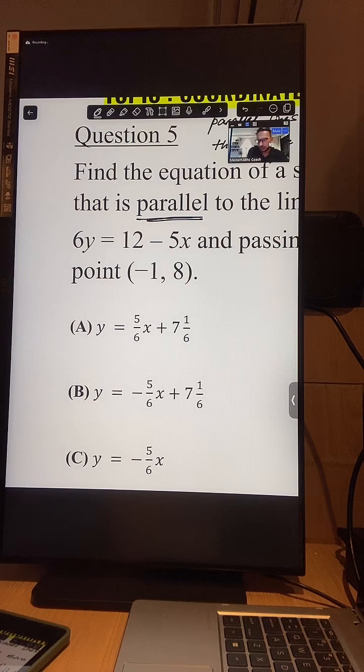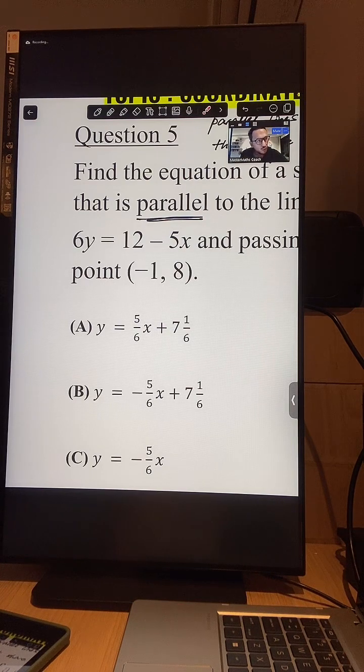look at this equation over here. This equation is 6y equals to 12 minus 5x. Again, there is something we need to do, right? What do we need to do here before we can figure out the gradient of the line? Can anybody tell me? What do we do with this equation, 6y equals to 12 minus 5x? Can we simply use it as it is?